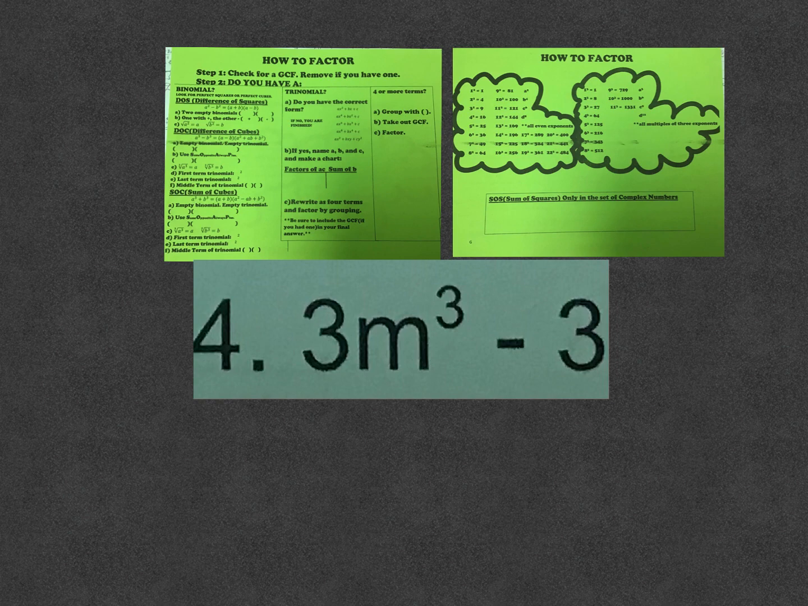Next, 3m cubed minus 3. So I am going to take out the greatest common factor because I see they both have 3 in common. So I'm going to divide them both by 3. M cubed minus 1. Next, I'm going to see if I have a binomial, a trinomial, or 4 or more terms. This is a binomial. Do I have squares or do I have cubes? Well, this is a cube, so I have cubes. Do I have a difference or a sum? This is subtraction, so it's a difference.